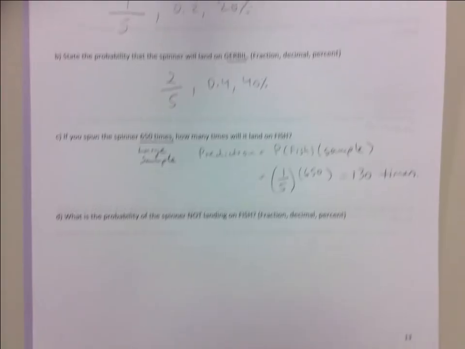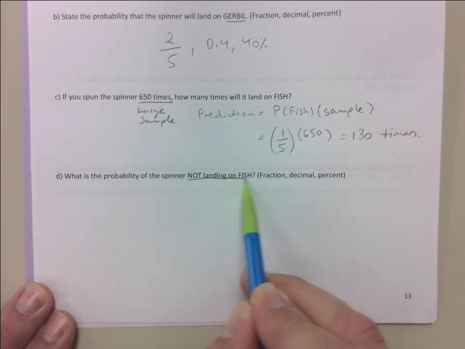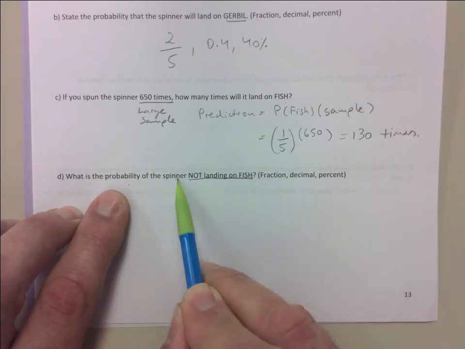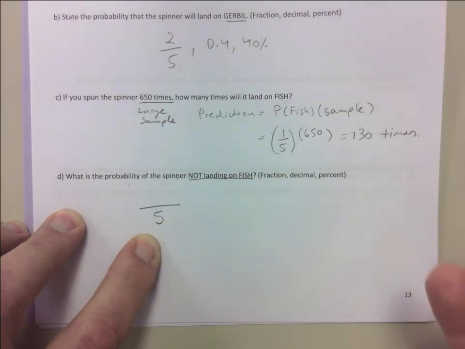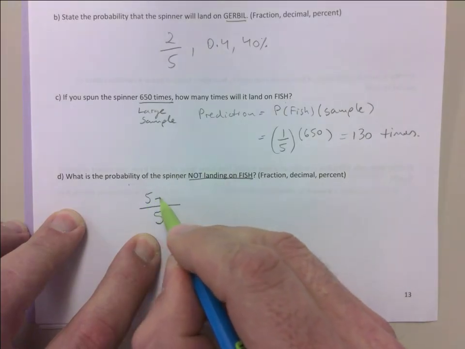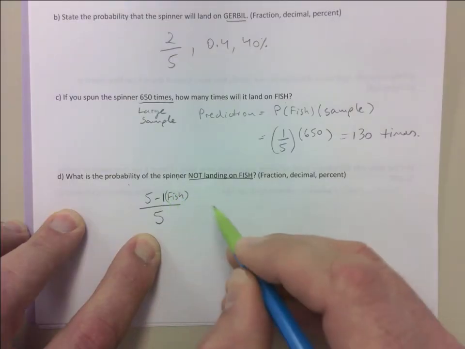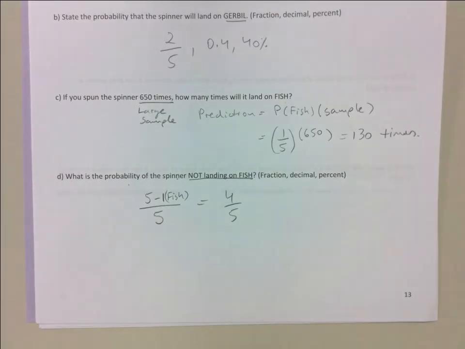And here's where I test your understanding of the concept. How many times would it not land on fish? The probability that the spinner does not land on fish. There's 5, obviously, and so we're going to go 5 minus 1. This is your fish. Right, so it's really 4 over 5. So you got to be comfortable with 4 or against, like not happening.